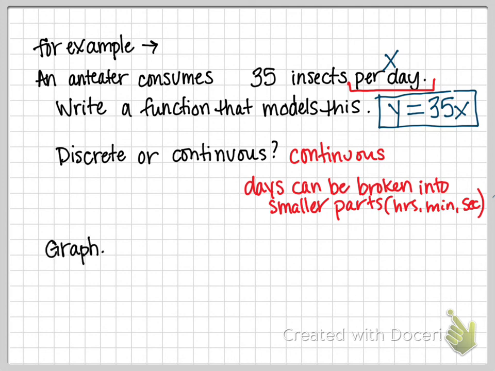Okay, so then it's going to ask you to graph, and we're going to do this just like we did the other one. Is this going to go below 0? No. It cannot eat less than 0. It's not like it's getting rid of them. So this is the number of insects. Or sorry, the number of days.